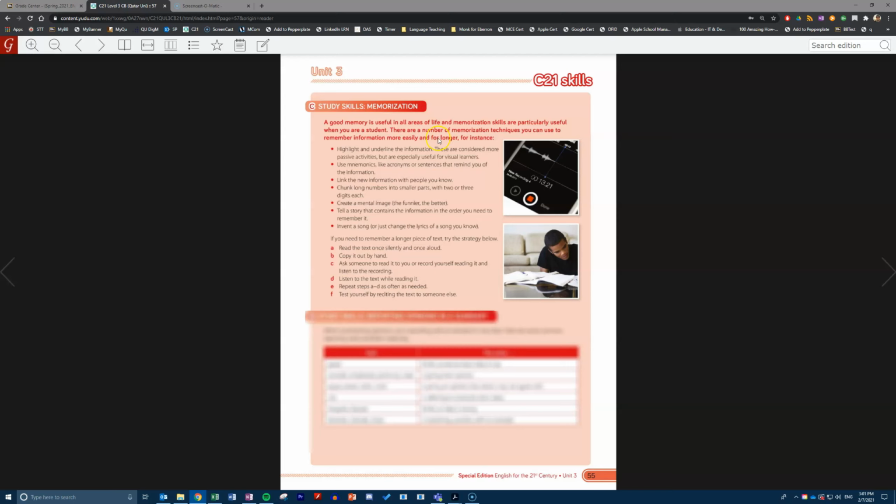When you read, highlight and underline information. This is very helpful, but it's really useful for visual learners. Use mnemonics like acronyms or sentences that remind you of information.